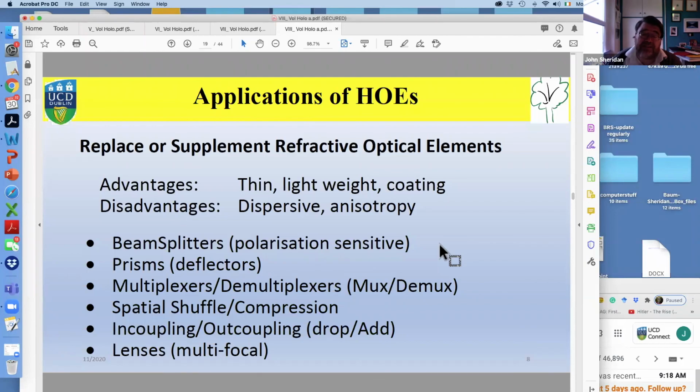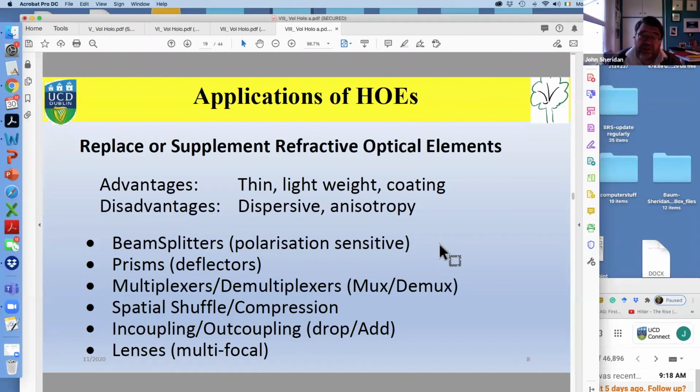I have a list here of some of the applications we're going to look at very briefly in terms of optical elements. Beam splitters, we've talked about, and they can be polarization sensitive or polarizing beam splitters. Reflectors, prisms, or beam deflectors. You can use them for multiplexers or demultiplexers, either spatially, or as wavelength or angular multiplexers or demultiplexers. So there's quite a bit of flexibility there, and I'll show you some examples.